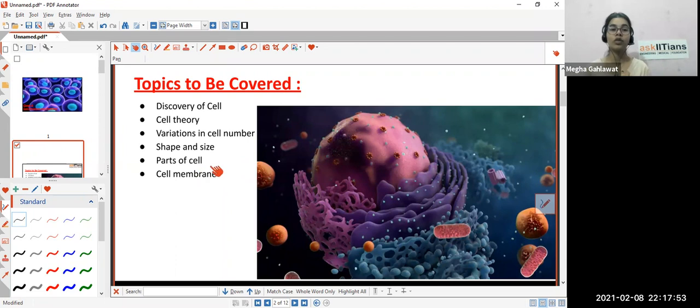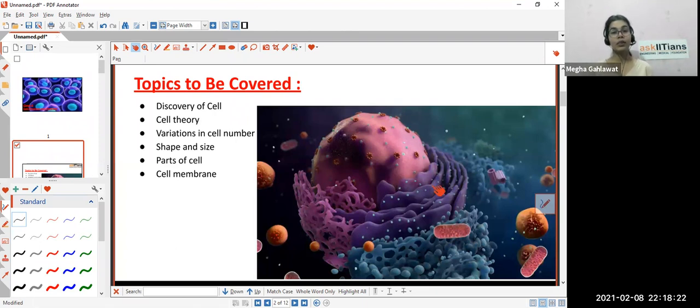And then we'll be learning about the parts of the cell. Don't worry, I won't be storming you with all the parts in just one lecture. We'll be breaking it down part by part per lecture, and I'll just be giving you a simple introduction. And then we have the cell membrane. This is the most important part of the entire cell, and most of the questions are asked from the cell membrane, in the Olympiads as well as in your subjective school exams.